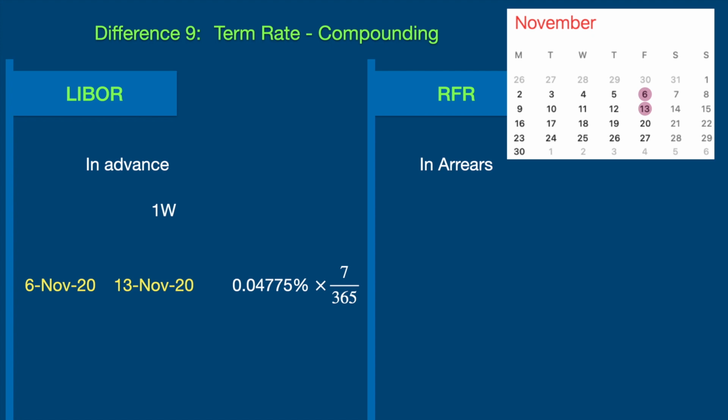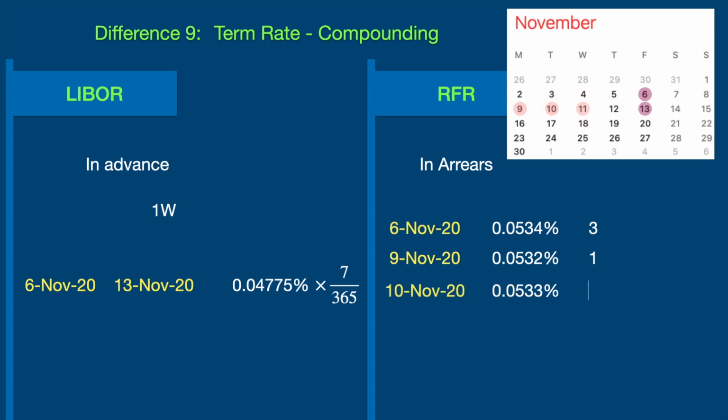In the RFR world, on the other hand, as we saw earlier, the rate is published every business day in arrears. So in its natural state, we won't know the rate we are going to end up paying, but we'll get to know the rate for 1 day at a time. Starting with the 6th, we will get to know the charge for the 6th on the next business day, which is the 9th. The rate applies for 3 calendar days. Then we find the cost for the 9th to 10th on the 10th. It applies for 1 calendar day. We then do the same for the next day, and so forth until the 12th, which we find out on the 13th, which is the day we are supposed to repay the debt.